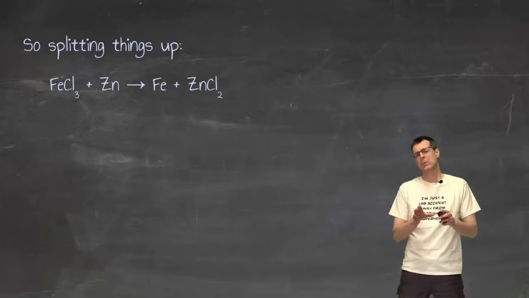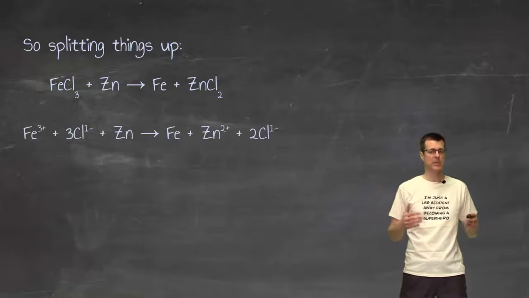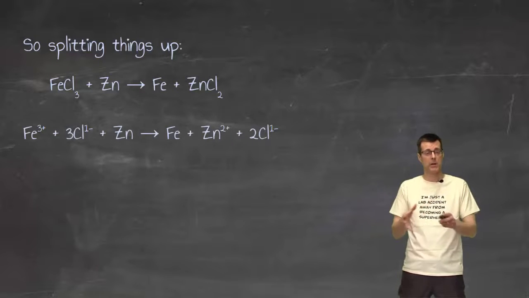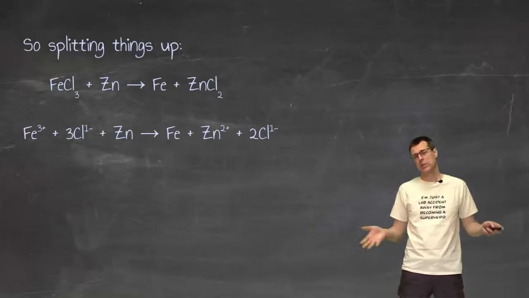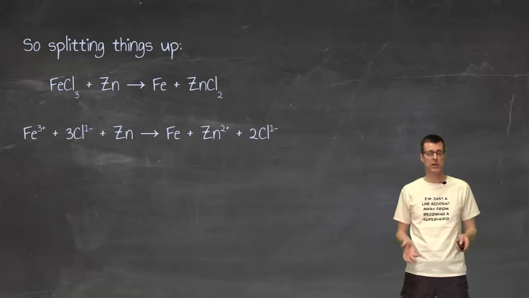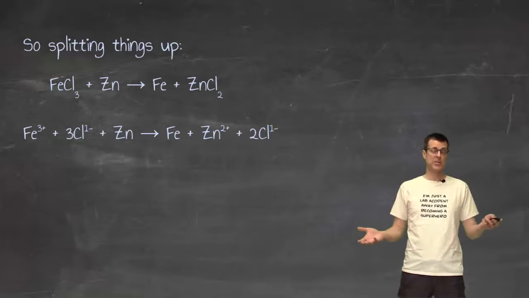So if I write the reaction in that split up form, it ends up looking something like this, where I have broken the ionic compounds out into their individual ions, and then of course the elemental neutral elements are not broken out because they're atoms. They can't be broken down.